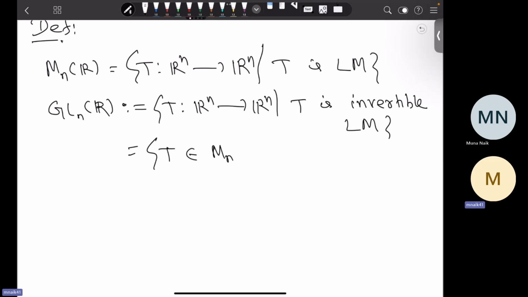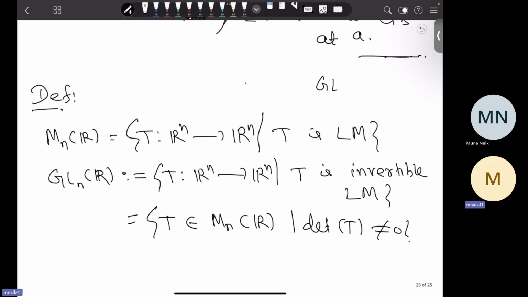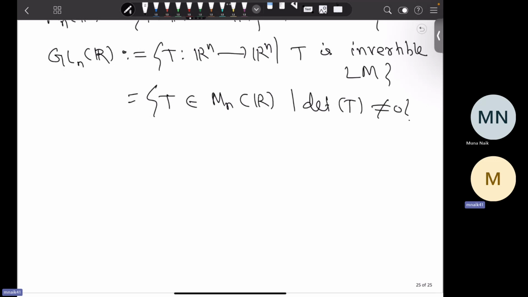So this is the same thing: T belongs to M_n(R) and the determinant of T is non-zero. What is the topology of GL_n(R)? GL_n(R) is equipped with the subspace topology of M_n(R). And the topology of M_n(R) can be induced either from the operator norm or the Hilbert-Schmidt norm. So GL_n(R) is the set of T in M_n(R) such that the determinant of T is non-zero.